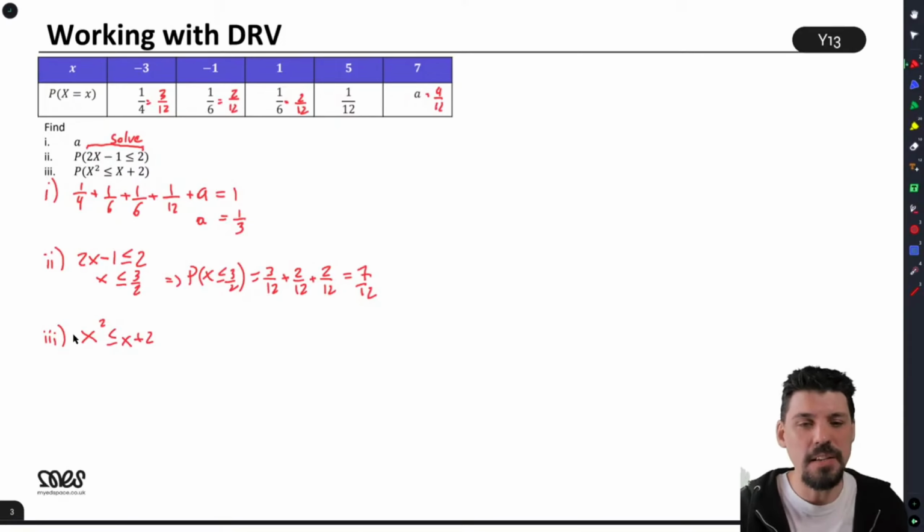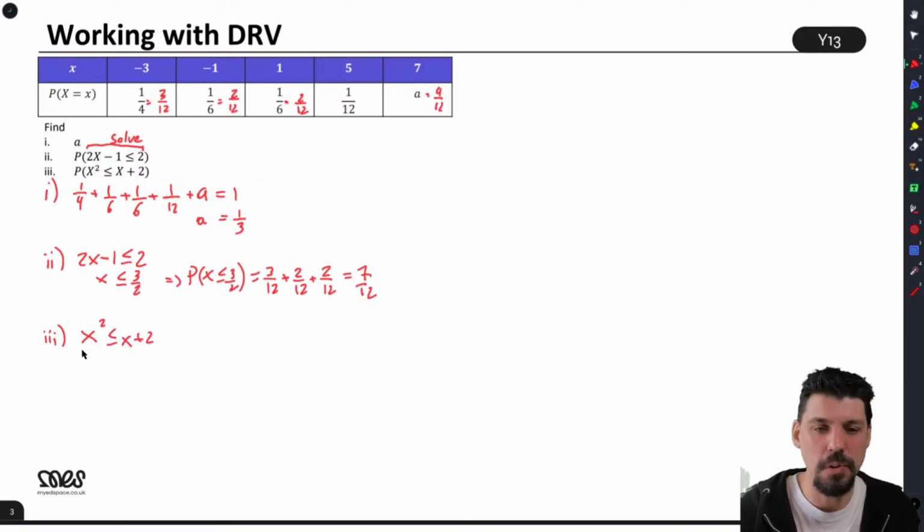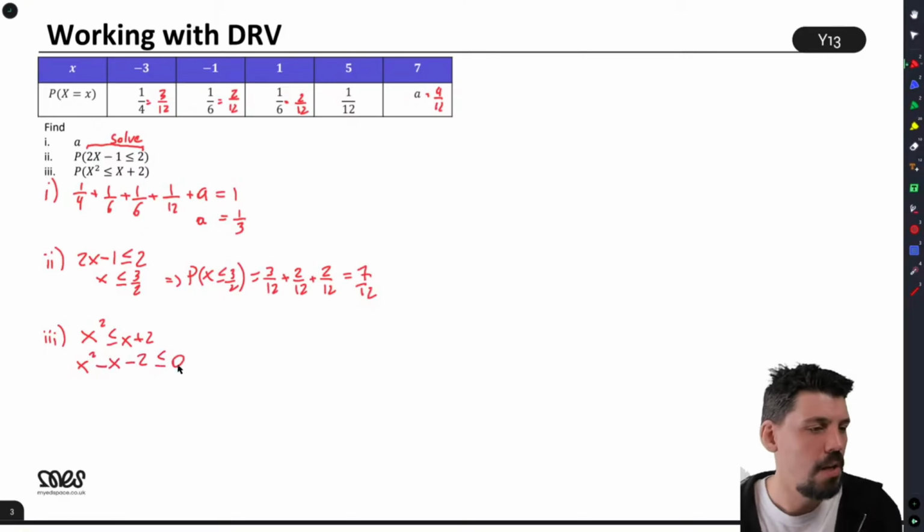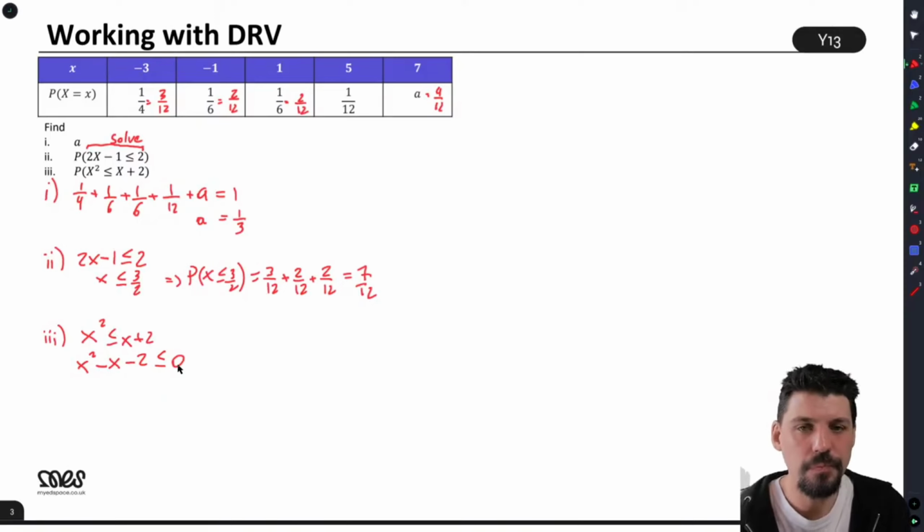So let's solve x squared is less than or equal to x plus 2. Let's do it. Rearrange. Give me an answer, please. Who's got an answer for me? That one, I would argue, is great.